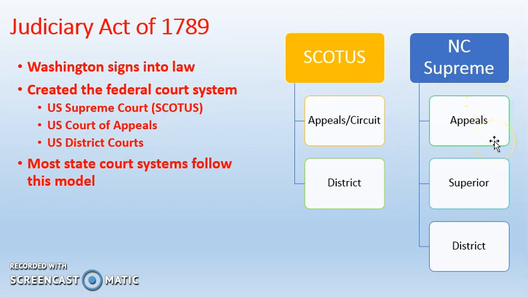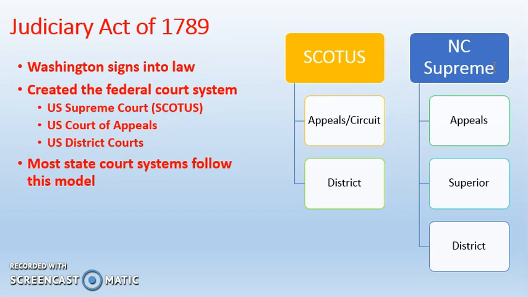Your appeals court is going to hear anything from these courts that maybe there was a judicial proceeding error, okay? And then, of course, you can always go up to the North Carolina Supreme Court. But most states follow this, and we pretty much all follow the federal structure.